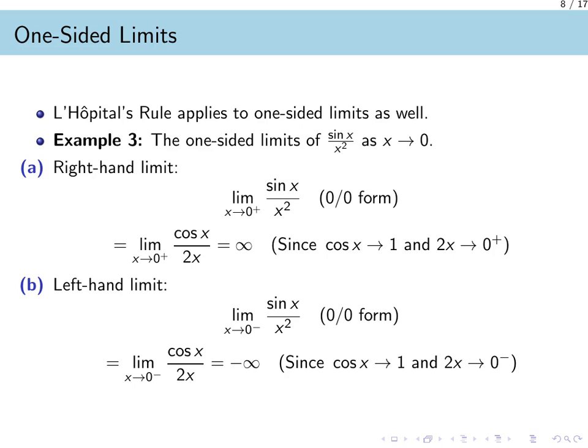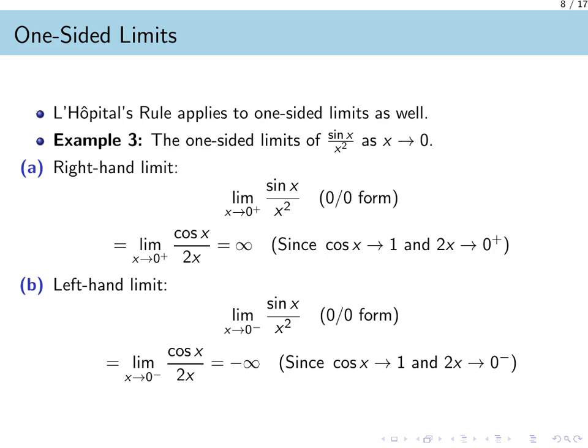The derivative of the numerator is cosine of x, and the derivative of the denominator is 2x. As x gets closer to 0 from the right, cosine of x approaches 1, while 2x approaches 0 through small positive numbers, which means the limit is positive infinity.